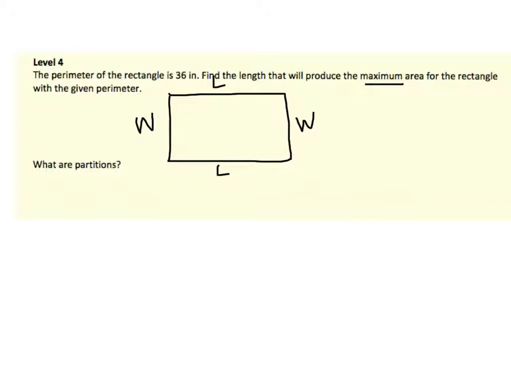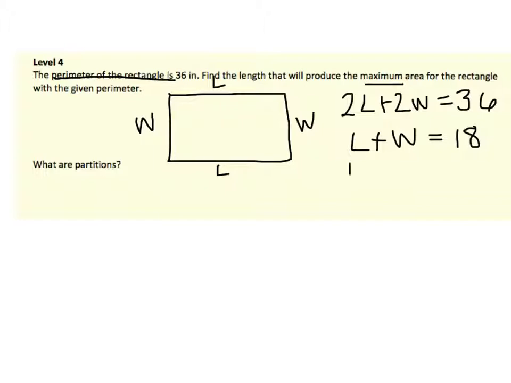Now, I want to get this area of a rectangle that is represented only using one variable. So I'm going to try and find some way that I can represent L using W. Knowing that the perimeter of the rectangle is 36, if I add up the sides that I have now, I have 2L plus 2W, that should equal 36. Now, if I divide everything by 2, L plus W should equal 18.